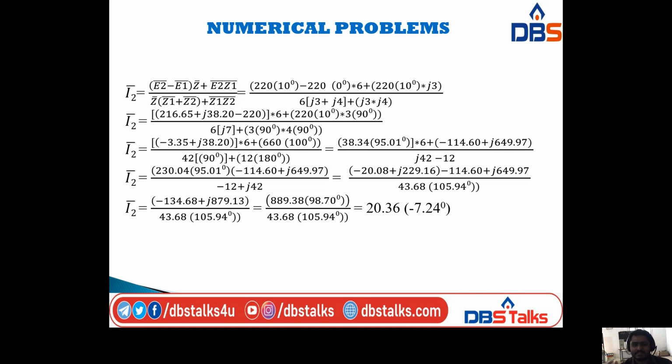So after converting this into rectangular form, we have 220 at an angle of 10, that in rectangular form is 216.65 plus J38.20, minus 220 at an angle of 0, which is nothing but 220. So whole into 6, that is the Z value, plus 220 at an angle of 10 into, please convert J3, which is in rectangular form, into polar form.